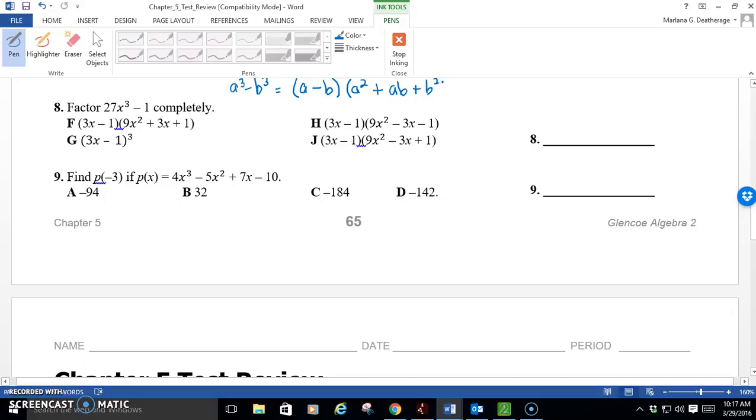Okay, that's your formula. Alright, so we have 27x cubed minus 1. The cube root of 27x cubed is 3x. The cube root of 1 is 1. Then this one will have a plus and a plus. Square this first one, that would be 9x squared. Multiply these two together. 1 times 3x would be 3x. And then square the 1, which would just be 1. So your answer would be F, I believe. Yes.